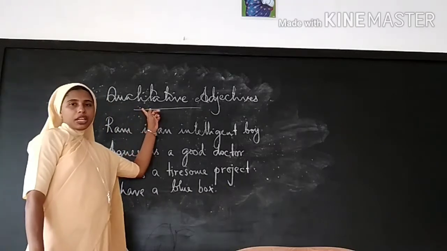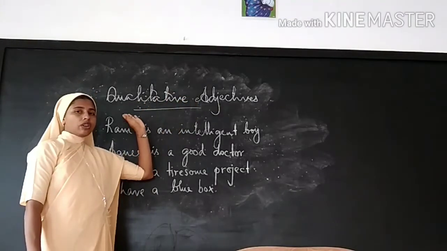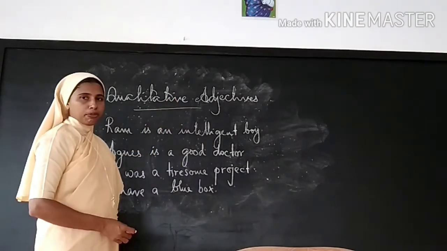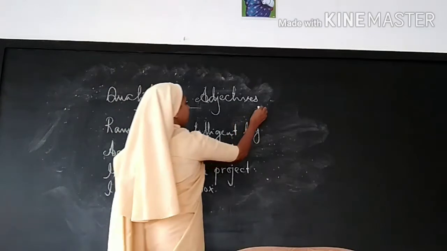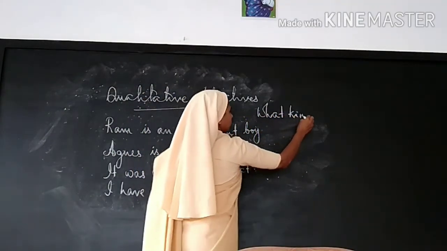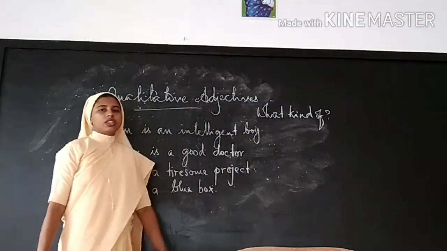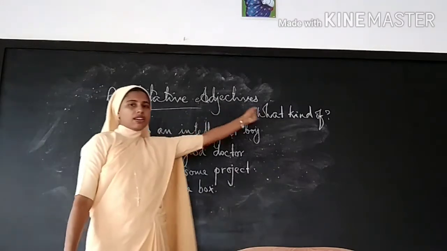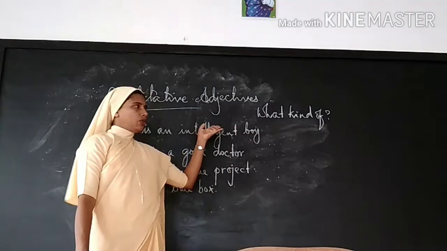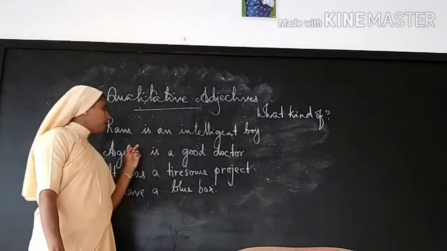We will see the first type of adjectives, that is qualitative adjectives or adjectives of quality. It answers the question, what type of, what kind of. Qualitative adjectives will answer the question, what kind of. And you know that adjectives are describing words. So look at these examples.